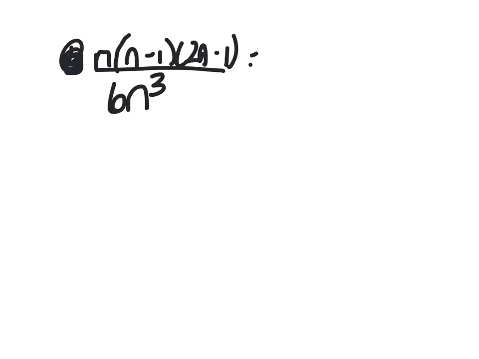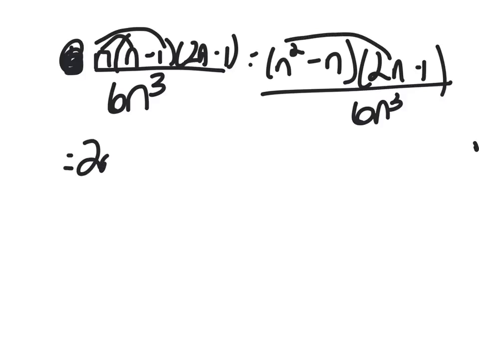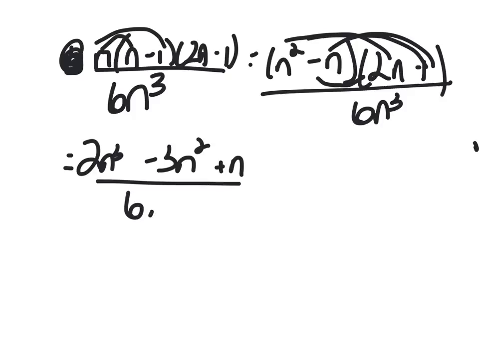Okay, so I've got to multiply all this out. Now, n times n is n squared, so that's going to be n squared minus n. I'm going to go ahead and multiply those two together. n squared minus n times 2n minus 1, all over 6n cubed. Everybody's going to get that eventually, but I'm trying to simplify the expression now. So that's going to be 2n cubed minus n squared minus another 2n squared. That's going to be minus 3n squared. And then negative n times a negative 1 would be a plus n. And all that's over 6n cubed.